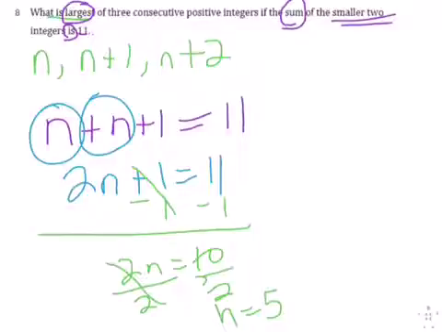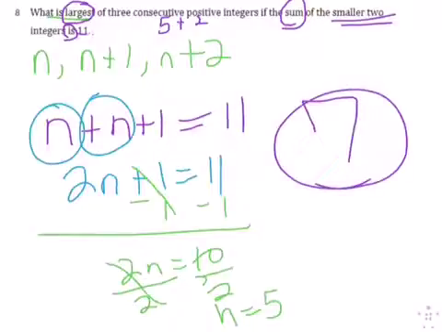Now, n would be our smallest one, so we want the largest. So we need to plug that back in for the largest integer. So we're going to plug 5 in up here, 5 plus 2, which is 7. So our final answer is 7.